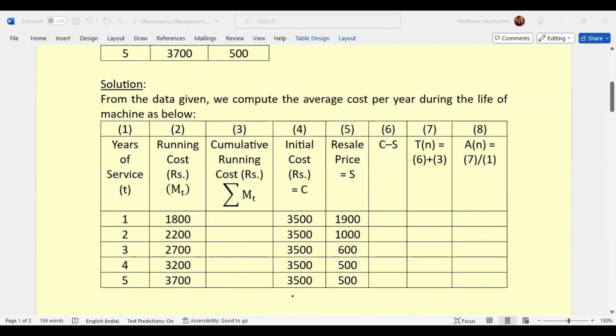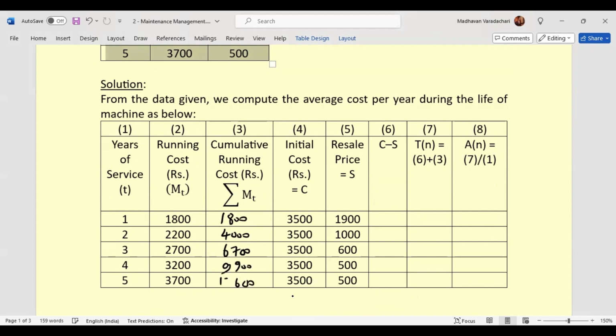Now let us calculate the cumulative running cost. First, it will be 1800 only. Then 1800 plus 2200, it becomes 4000. Then it becomes 6700. Then it becomes 9900. Then it becomes 13,600.